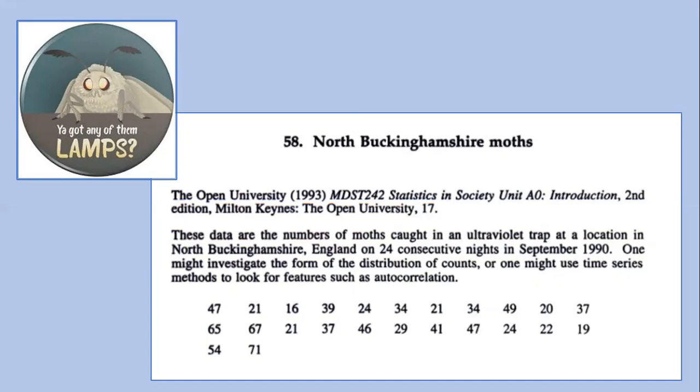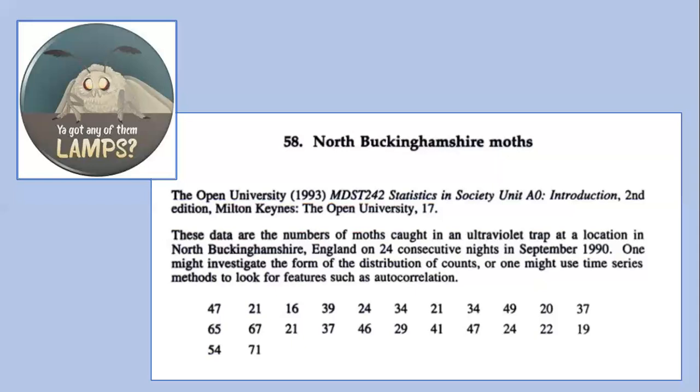Numbers of moths caught is very clearly a quantitative variable, isn't it? We could, for example, talk about the difference between the maximum number of moths caught, which was 71, and the minimum number of moths caught, which was 16. We could say that there was a difference of 55 moths between the maximum and the minimum, which is a value that we call the range of the data set.